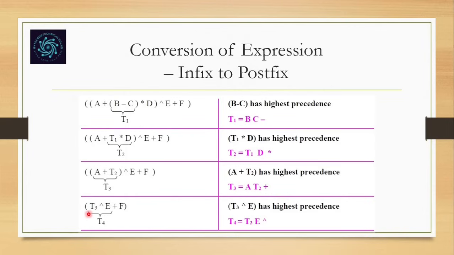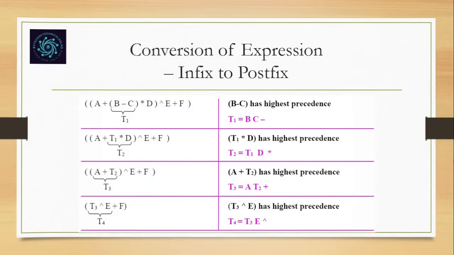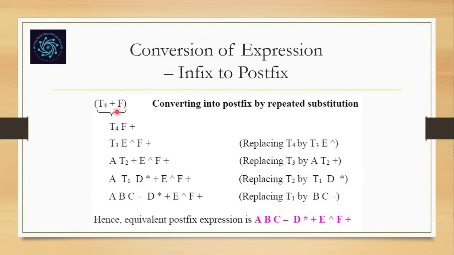Next, the expression to be evaluated is t3 raised to e plus f. Here the raised-to symbol, or the caret symbol, has the highest precedence. Hence we will evaluate it and substitute it as t4. So t4 is nothing but t3 raised to e. Converting it into postfix form, it will be t3 e raised to. Next, what remains is t4 plus f. We will directly keep it as t4 f plus.